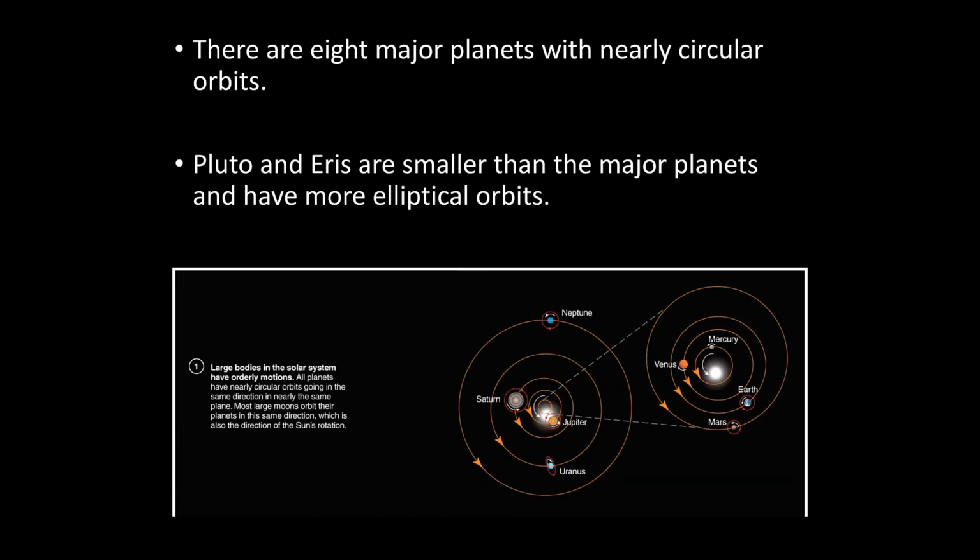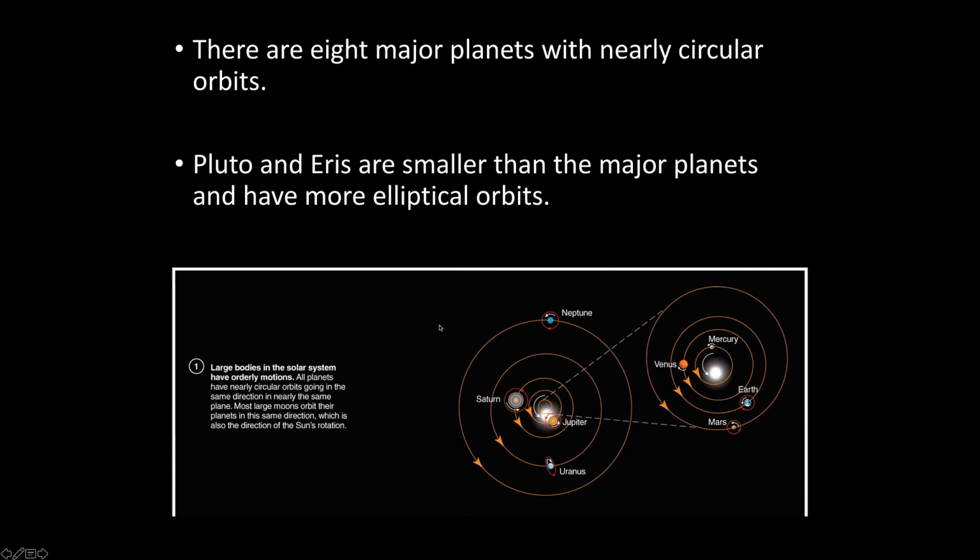Okay. So there are 8 major planets that all have nearly circular orbits, right? We saw that Mercury has something that's a little bit more elliptical than the others, but mostly it's nearly circular. Pluto and Eris are smaller than the major planets, and they have more elliptical orbits. We saw that too. And really, Pluto is demoted from a planet. We'll talk about why that's the case.